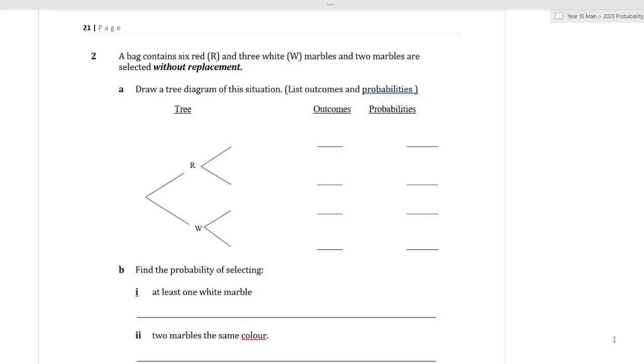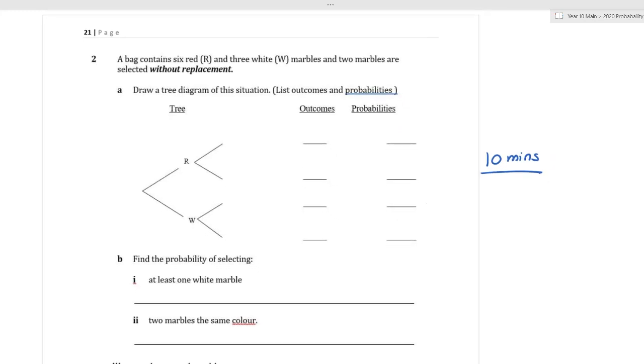We're doing a tree diagram without replacement with 6 red marbles and 3 white marbles, and 2 are selected without replacement. Beautiful. And we did this in, how long did we say this question should take? Around about 10 minutes. When you're doing a question like this, if you do it in a little bit less than 10 minutes, it gives you a bit more time to look over some of the other questions. So hopefully, if you wanted to try this question now, you could. This was from page 21 in your notes.